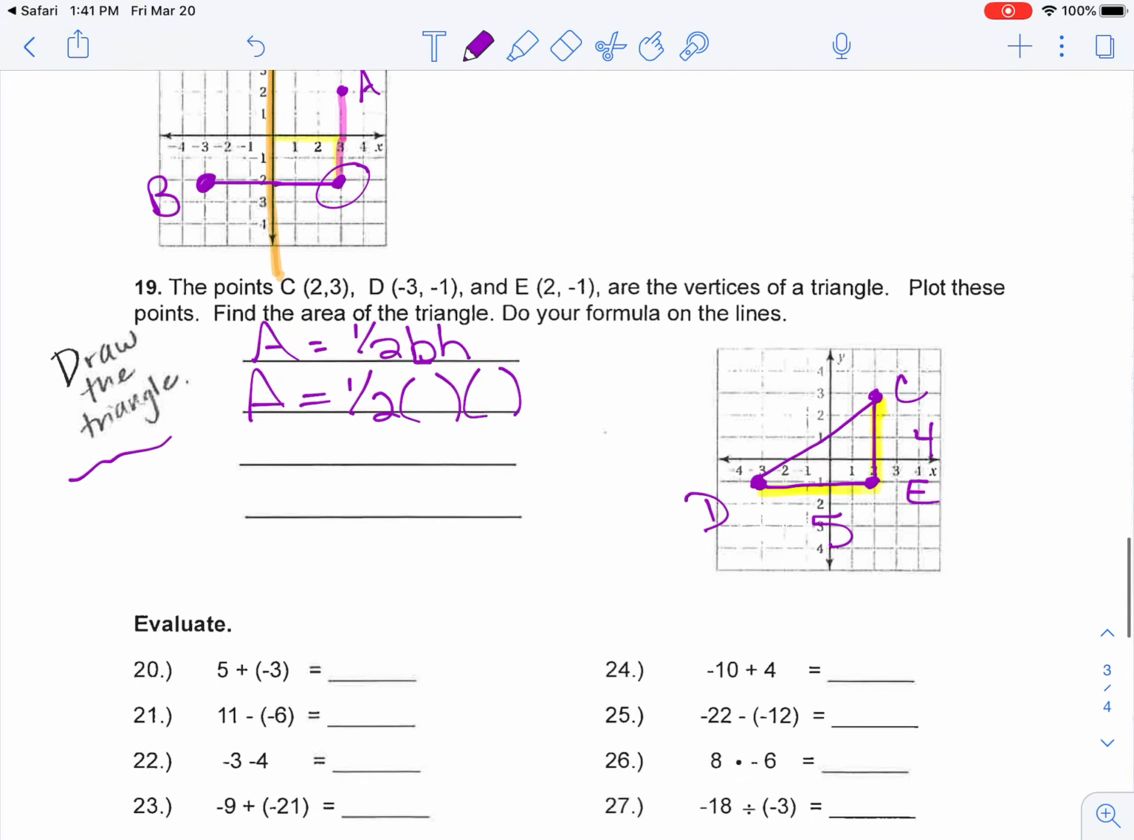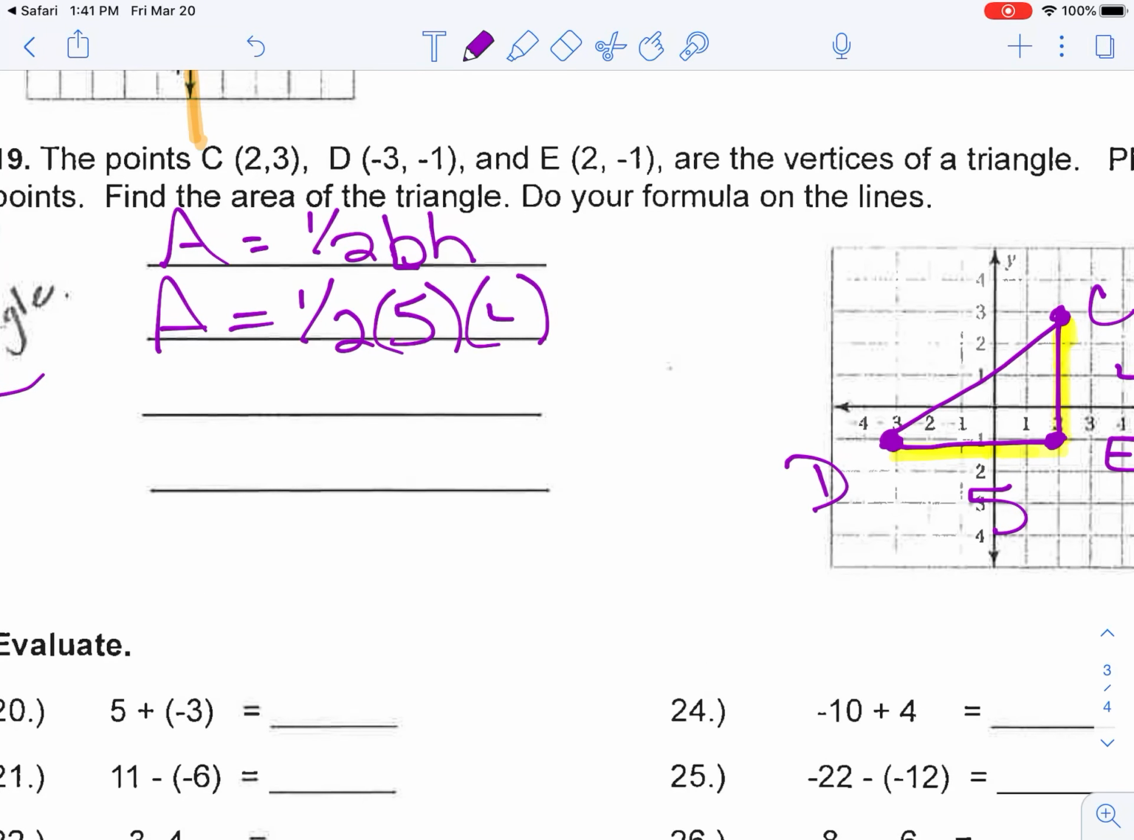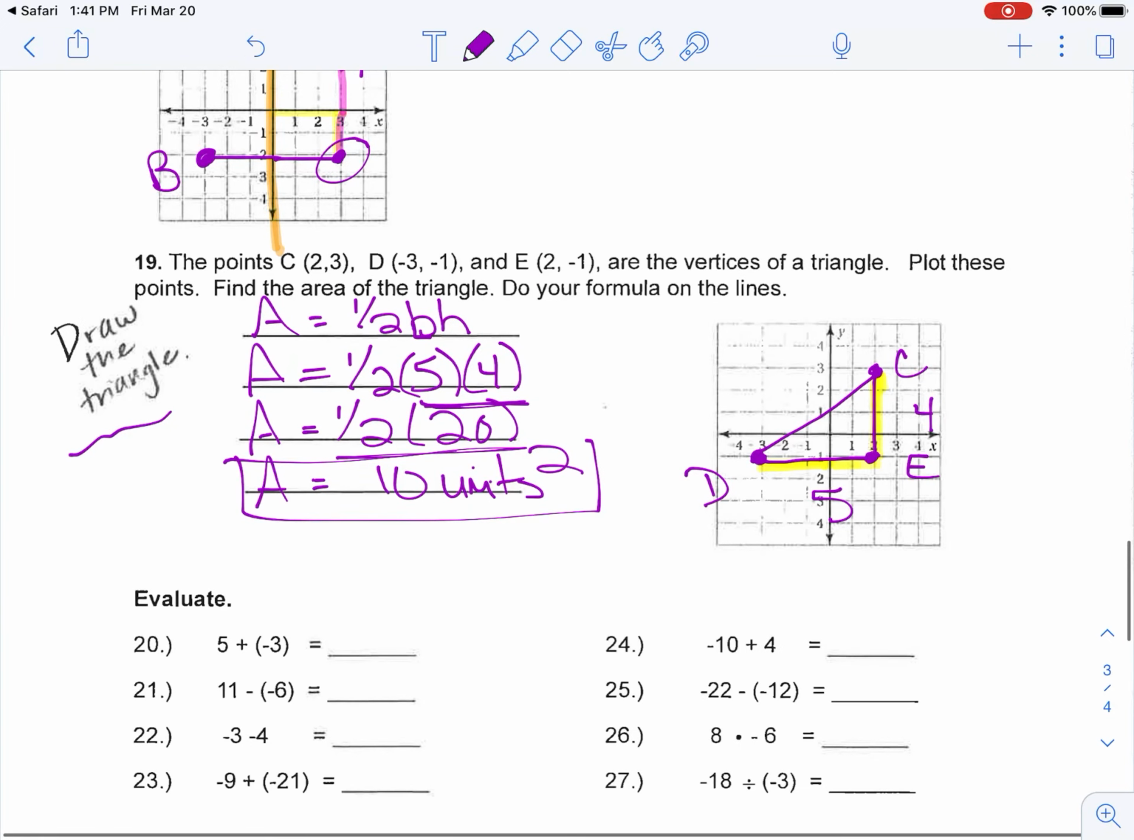So it doesn't really matter which one we put in for base, which one we put in for height, okay? So I'm just going to put in 5 and 4 and start solving. We normally in class do base times height first. Base times height, 5 times 4 gives us 20, and half of 20 is 10. And remember, the area is always squared. So this is 10 units squared.